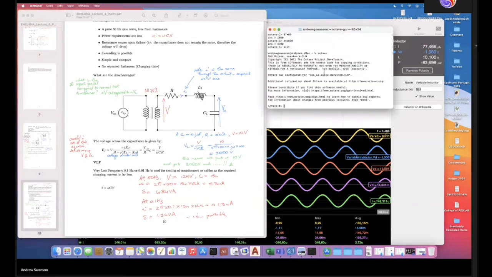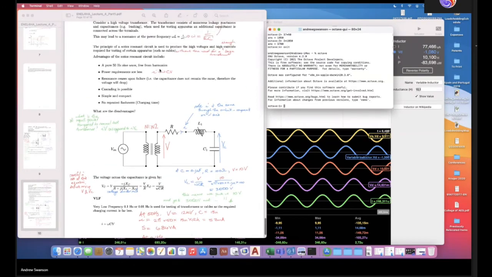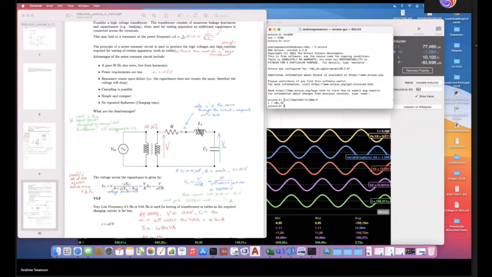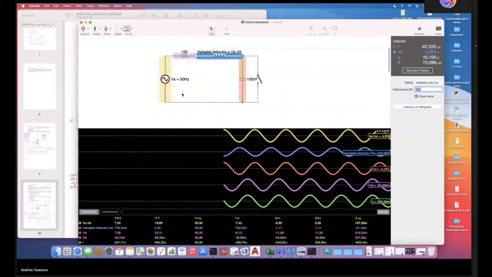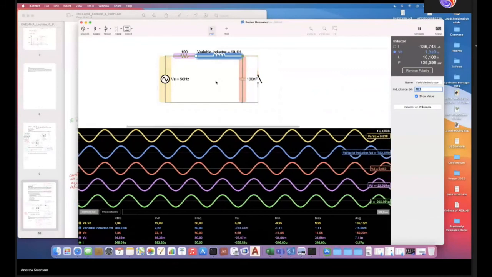Right, I'm just going to do a quick equation and determine our inductance. And then we can have a look at the circuit in the circuit package. Right, so for resonance to occur, I need my inductance to equal 101.32. Right, so at the moment, you can see that it's not resonating. There's no high voltages there.